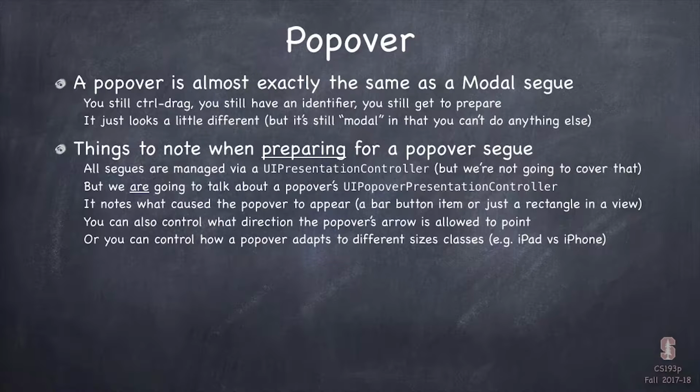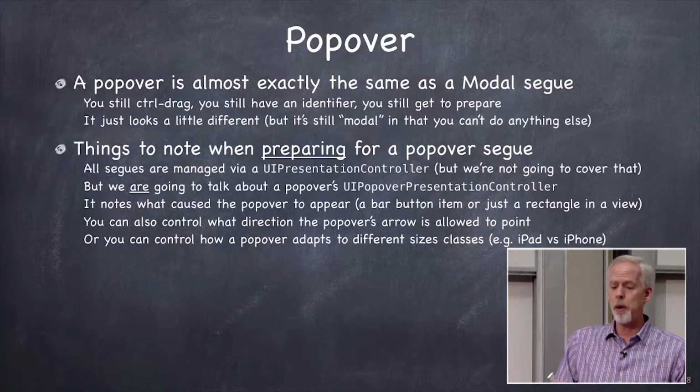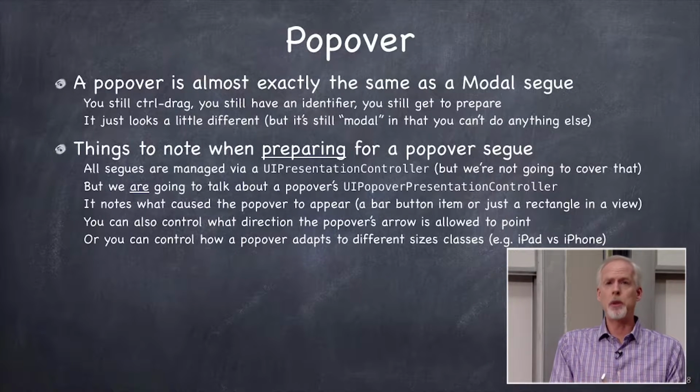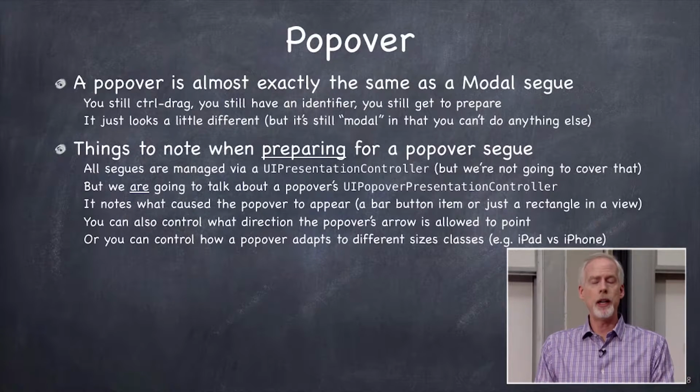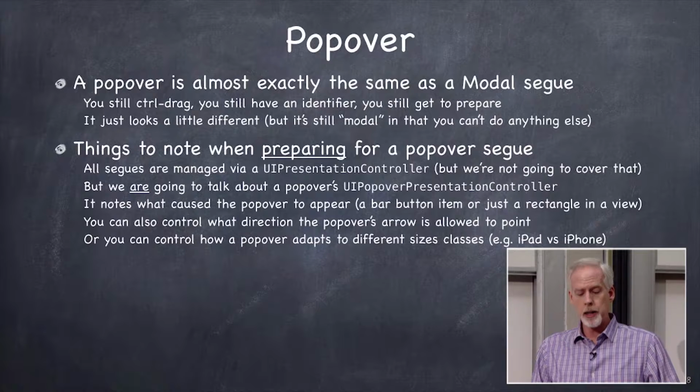There are things you need to do, or might want to do, when you prepare a popover, however. So the popover has that little arrow. You might want to make it point in the right direction. You might want to make it point at a little rectangle in a view. You've got to say where that is. You might want to control how it adapts on iPhone, because it does adapt. Normally you don't have popovers on iPhones, but you still want to have single code, like we showed with the alert and action sheet, that does the popover stuff, and it just adapts and does full screen on the iPhone. So you can control that with the popover.